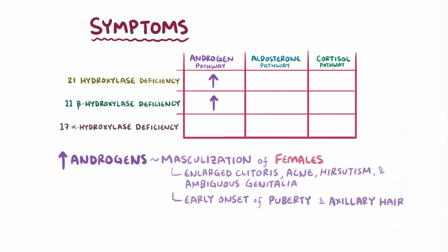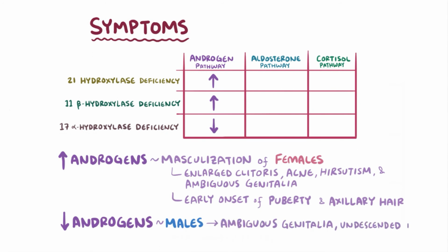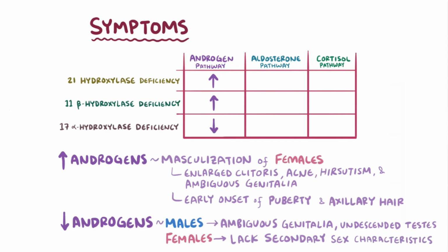It could also cause early onset of puberty in females, and early appearance of pubic and axillary hair. On the flip side, in 17-alpha hydroxylase deficiency, there are low levels of androgens, so males might have ambiguous genitalia and undescended testes, while females might lack secondary sex characteristics like pubic and axillary hair.